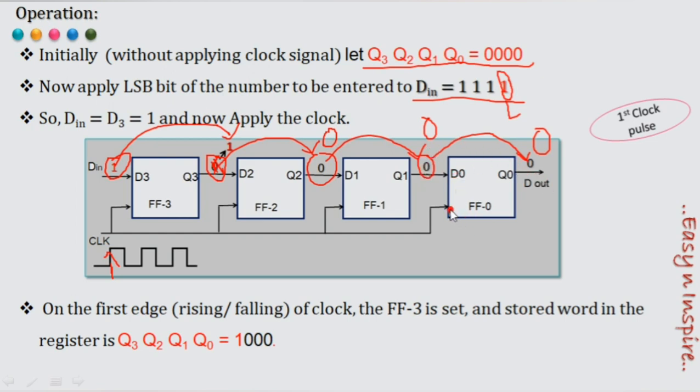Remember one point here. If clock is applied and the input is 1, then it is going to produce 1 here. Don't get confused. Clock is a must for any flip-flop to operate. That is the main point here. So here my output is 1, 0, 0, 0. This is just an example. After the first clock pulse, my output is 1, 0, 0, 0. Initially it is four zeros.